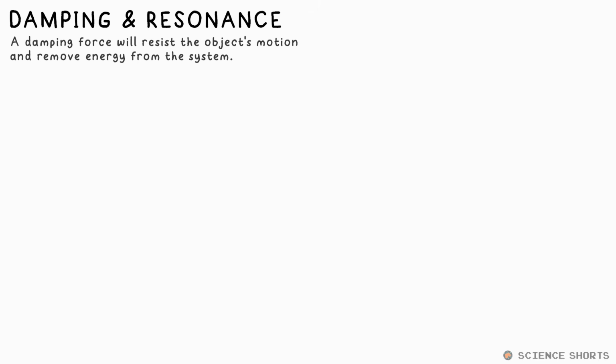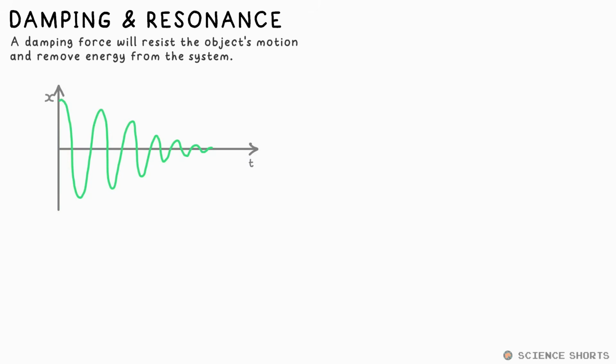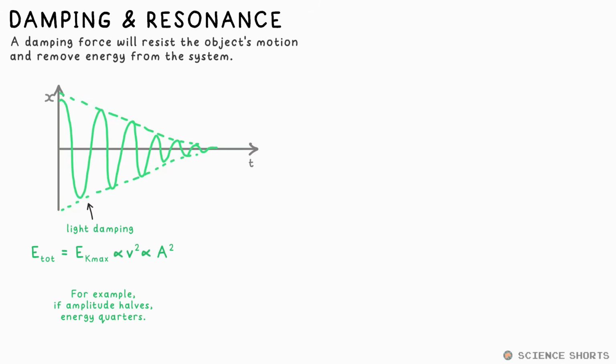In reality, there are resistive forces like air resistance that oppose the motion of the object moving. It always acts in the opposite direction to the velocity. We call this a damping force. It removes energy from the system. If we draw what happens to oscillations over time, we can see that the amplitude decreases gradually. This is what we call light damping. Sometimes you'll see a line that joins the peaks together, which shows us exactly how the amplitude is changing over time. You could be asked to state how much energy is left at a certain time. In that case, just remember that Vmax is proportional to the amplitude and energy is proportional to V squared. So that means the energy of the system is proportional to amplitude squared. So if the amplitude is halved, that means the energy will have quartered.